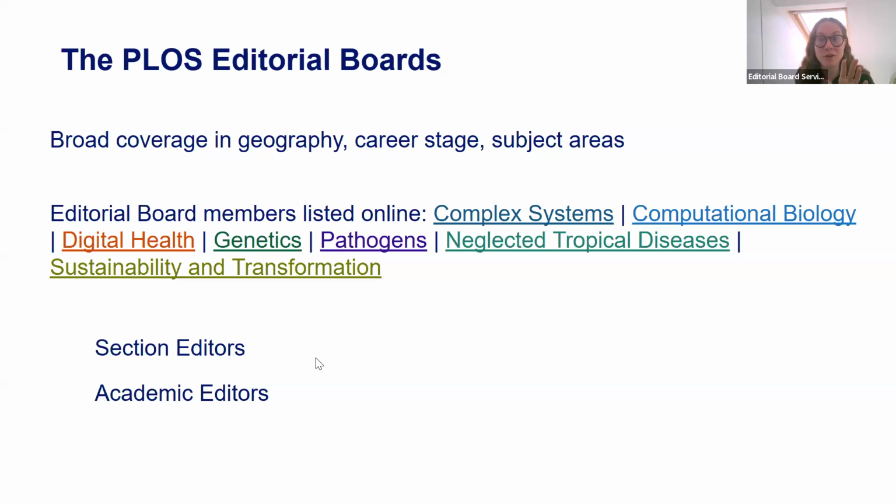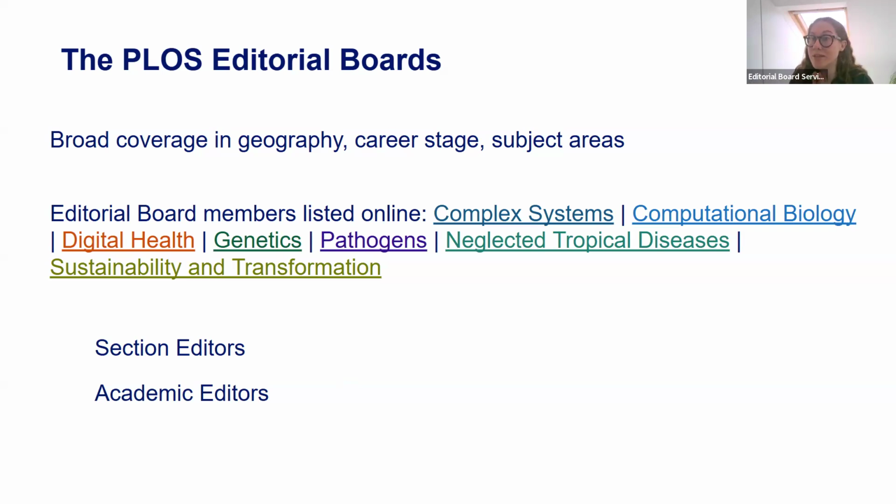Again, hopefully you will have noticed by now, if you've had the opportunity to dig around and hopefully handle some papers, we have 2 different types of editors across our community journals. So first up, we have section editors, who are the first folks to handle submissions.